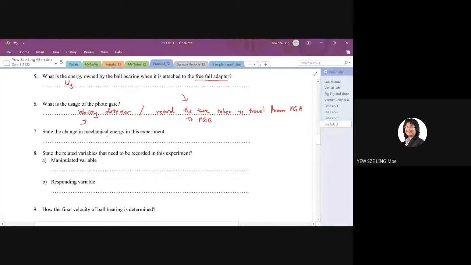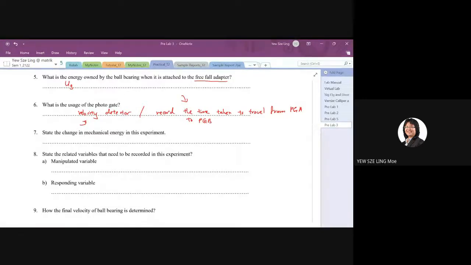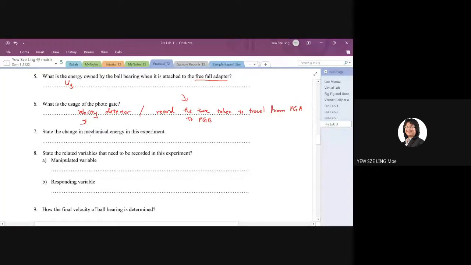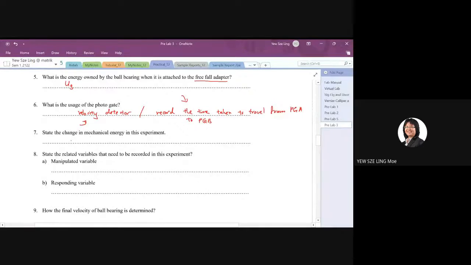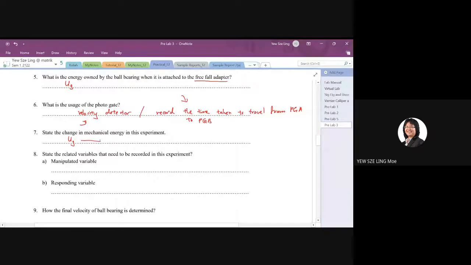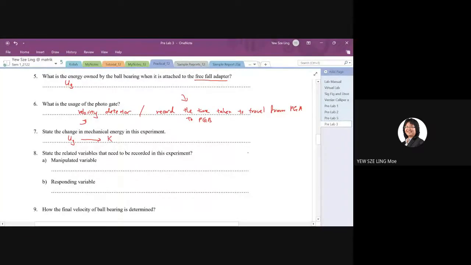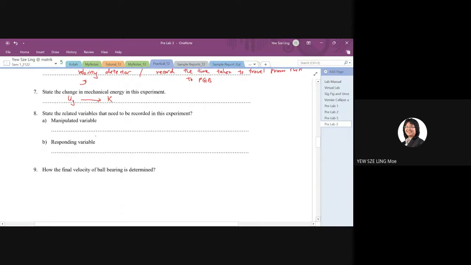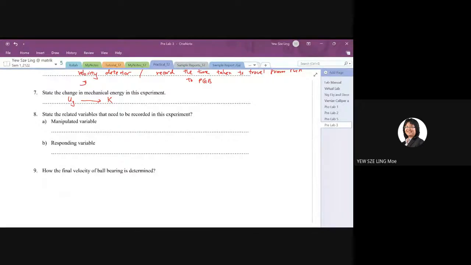State the change in mechanical energy in this experiment. Initially, you have only UG, gravitational potential energy. After you drop it, after you release the ball, potential energy slowly changes to kinetic energy. So UG changed to K.